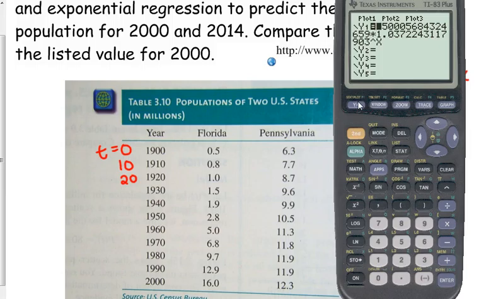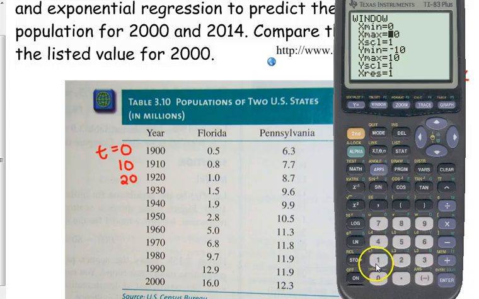So we're going to use the graph to do this, but we need to adjust our window first. So go to your window, and let's think about our x values for a second. Our x values came from the years. We started with year zero, so your x minimum needs to be zero. We put in data up to 90, but think about what we need to predict for. We need to predict for 2000, that's 100. We need to predict for 2014, that's 114. So I'm going to make my x maximum like 120, just so that I've got a little bit of extra room there on the end.